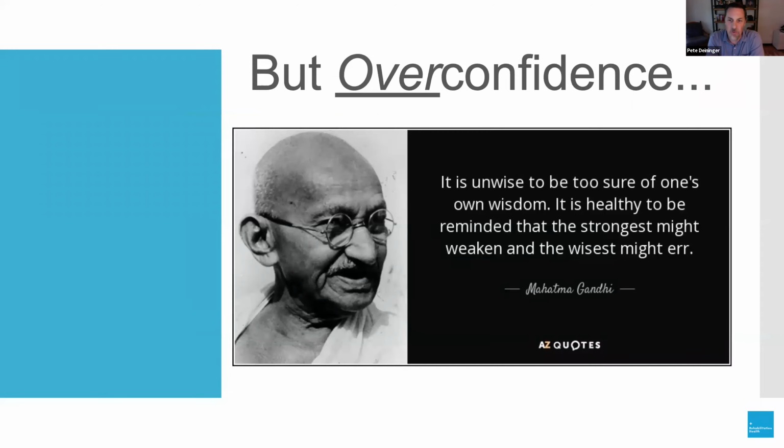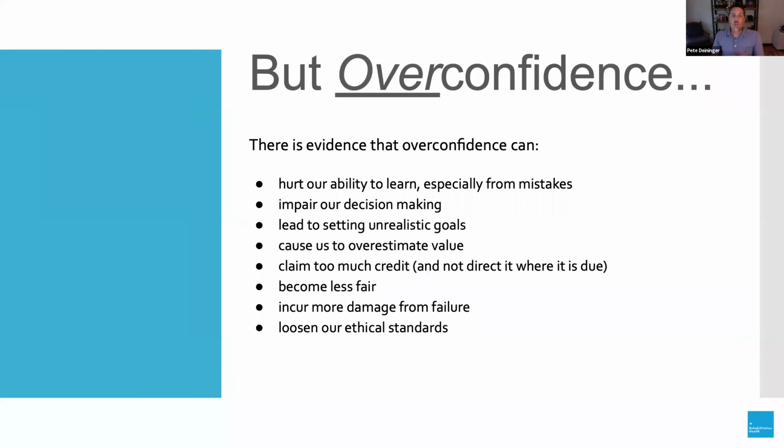And I love this quote from Gandhi: "It's unwise to be too sure of one's own wisdom. It's healthy to be reminded that the strongest might weaken and the wisest might err." So there is evidence. This is not just something that is intuitive. There's been a lot of research, and you can see the number of the sources that are cited at the end of the presentation. But there's overwhelming research that overconfidence can actually hurt our ability to learn, especially learning from mistakes that we all make.